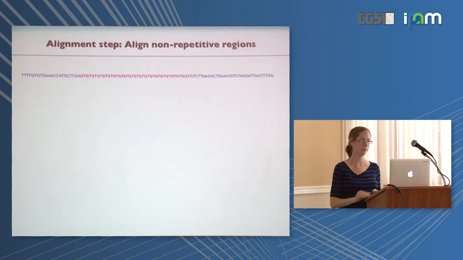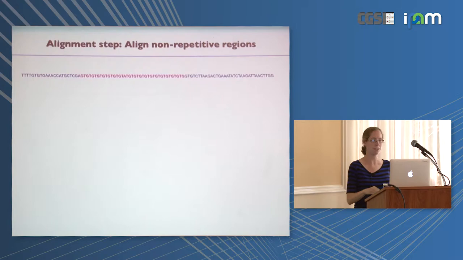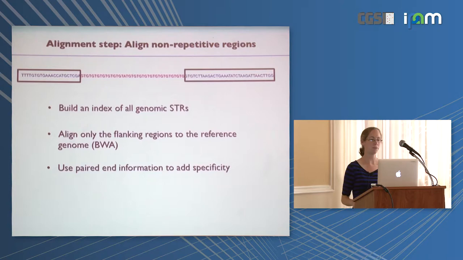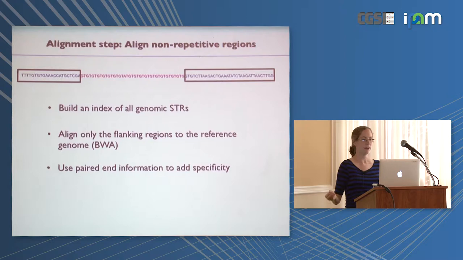Okay, now once we've identified our repetitive reads, we can go on to our alignment step, which is now we have this read, it contains a repeat, we want to know where in the heck from the genome it came from. Well, I mentioned that aligners have a lot of trouble aligning across these repetitive regions. So the main trick that we focus on here is aligning only these non-repetitive flanking regions that don't contain any repeat sequence back to the genome, focusing only on regions where we know there's actually an STR present. And we can use some tricks, like use some paired-end information to help us add specificity to our alignment process. And based on where these flanking regions align back to the genome, we can then determine how many repeat copies are present in this read.